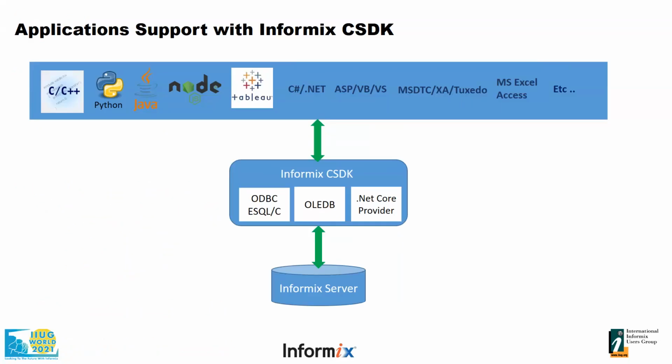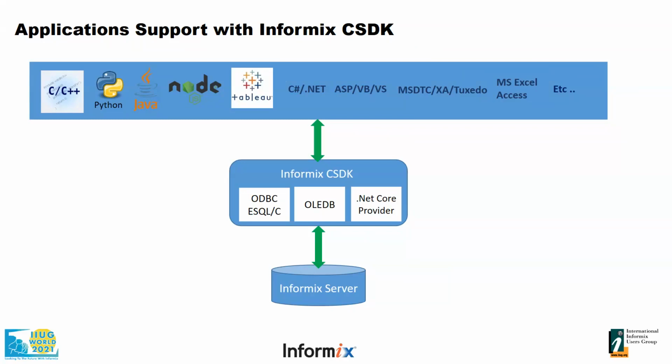Before going to the new features, I would like to give a brief intro about what the Informix Client Software Development Kit is. The Informix Client Software Development Kit is nothing but a bundle of APIs, that is application programming interfaces, which enable application developers to use multiple programming languages like C, C++, Python, Java, etc. Mainly the Informix CSDK has these APIs: ODBC API, ESQLC, OLEDB Provider, and .NET Core Provider.